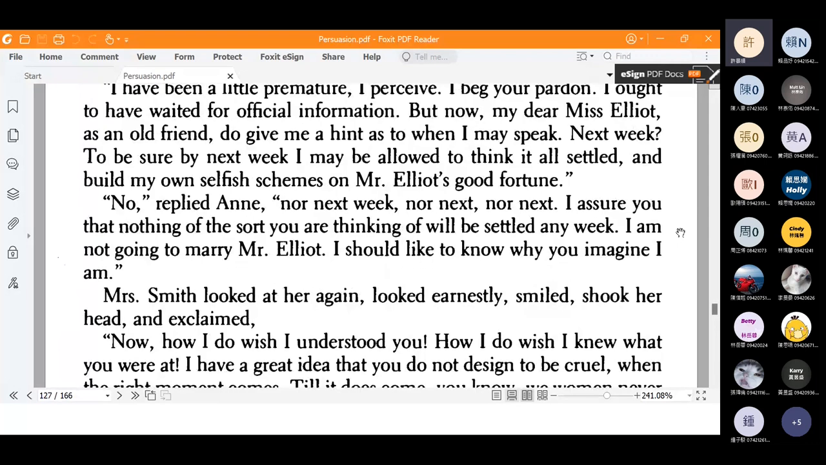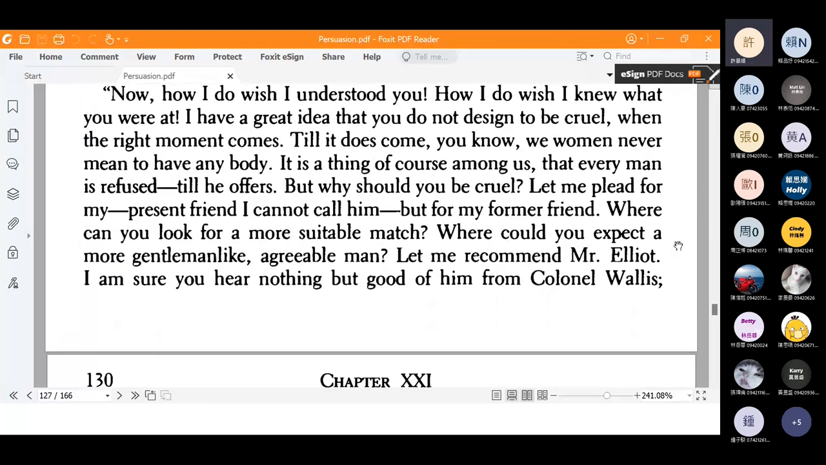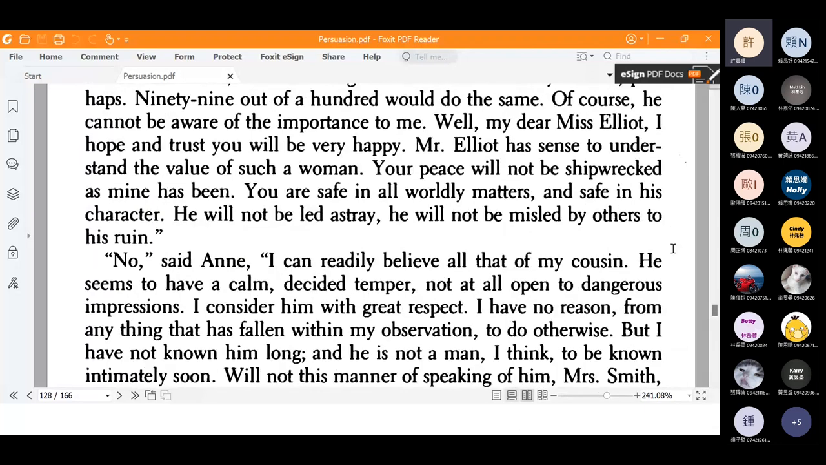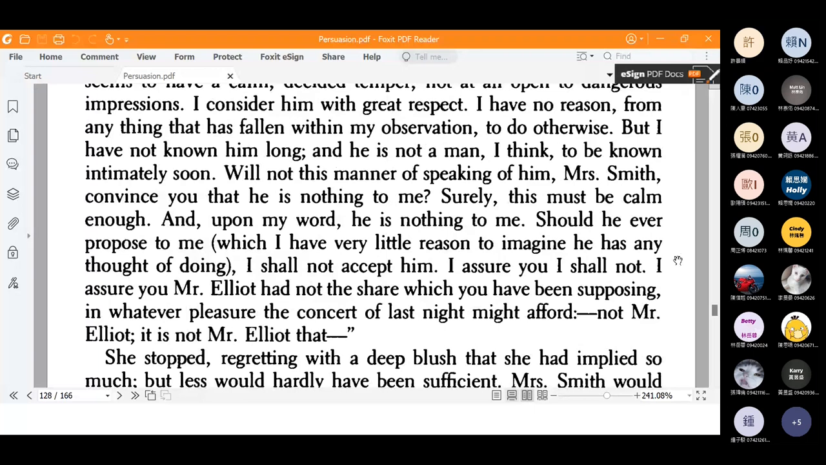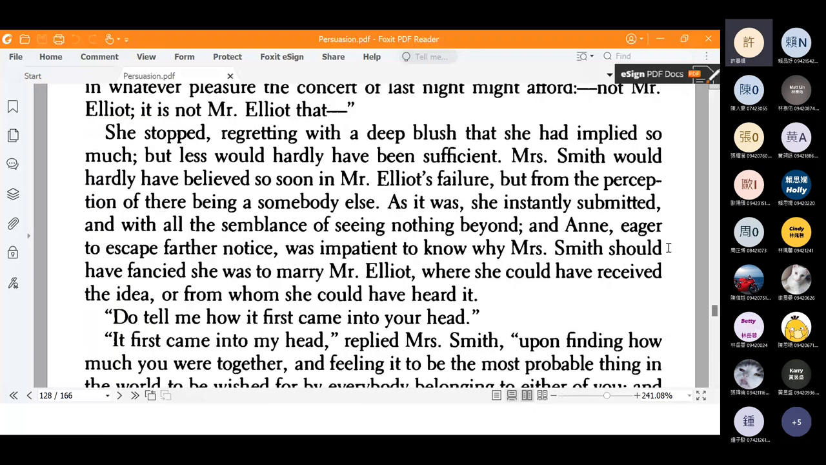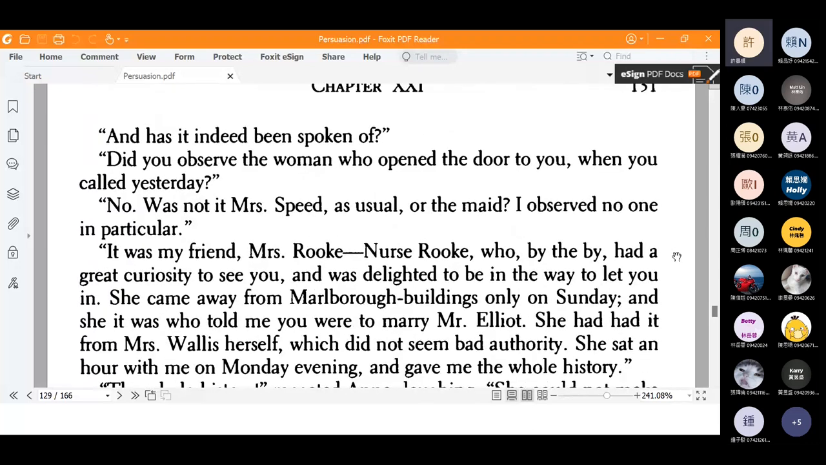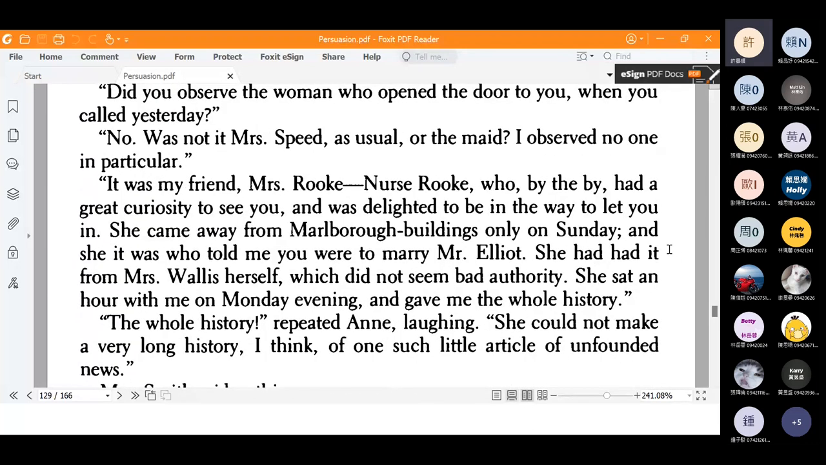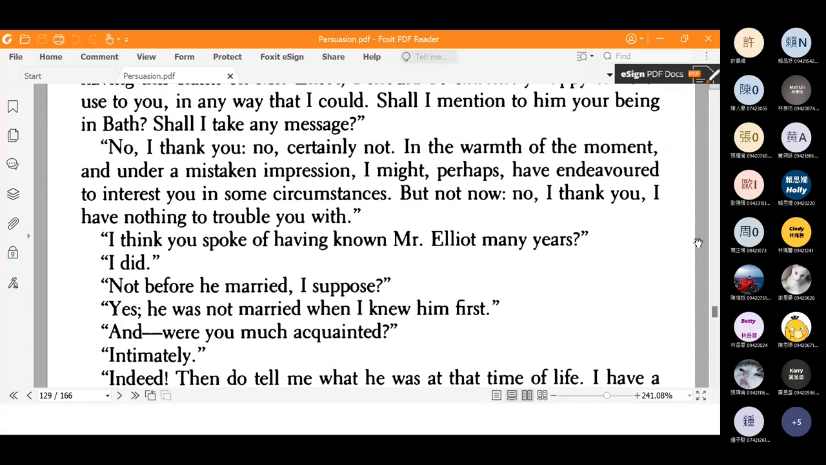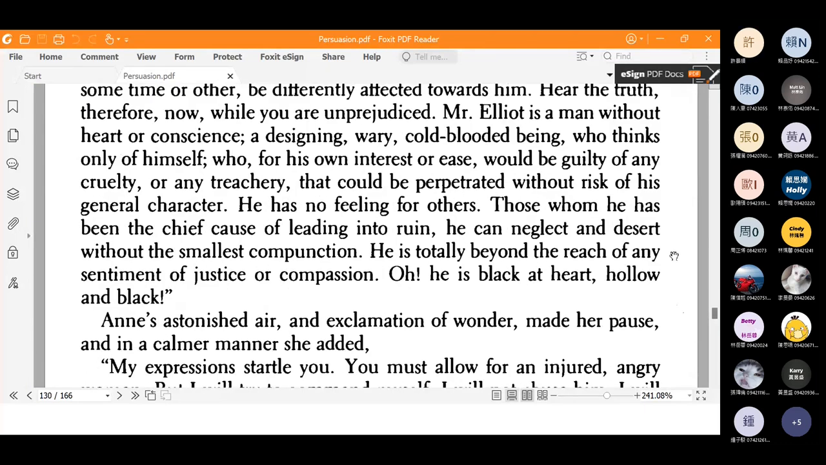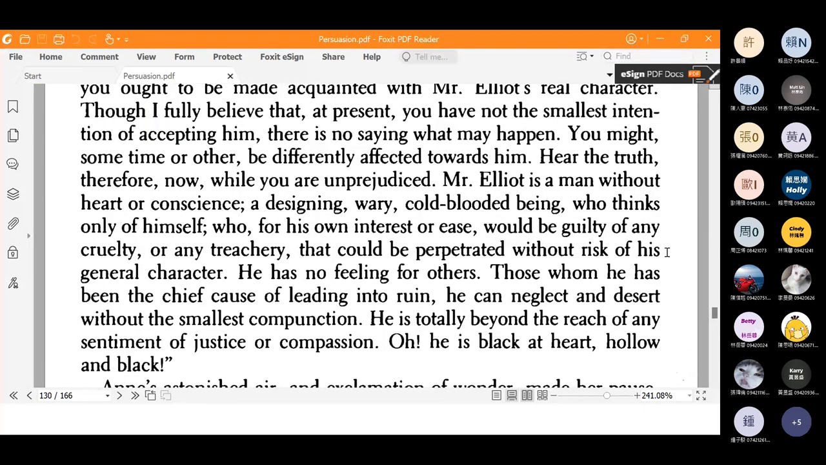Well, soon, Anne clears up the confusion and convinces Mrs. Smith that she actually does not want to marry Mr. Elliot. And when Mrs. Smith finally believes her, she finally tells Anne the truth about Mr. Elliot. Let's see. Here he is. "Hear the truth now while you are unprejudiced."